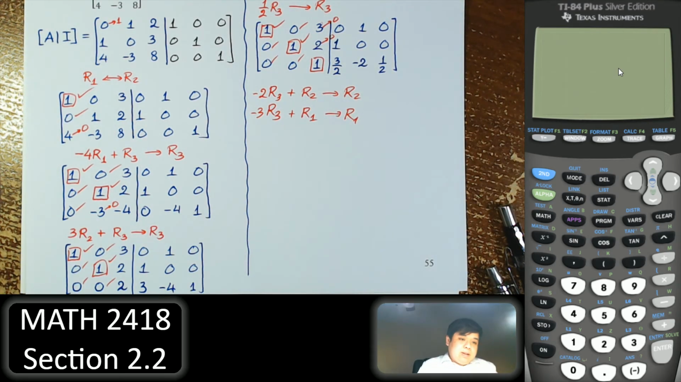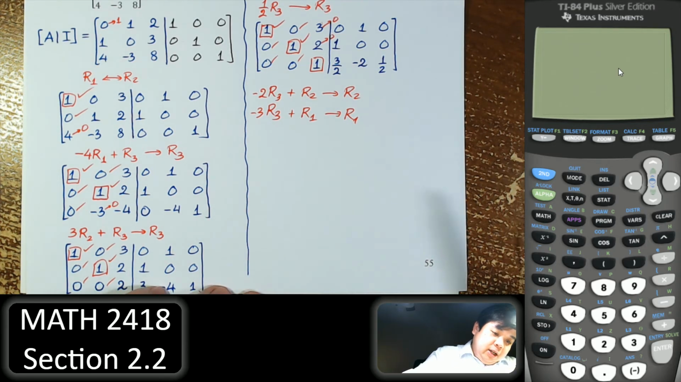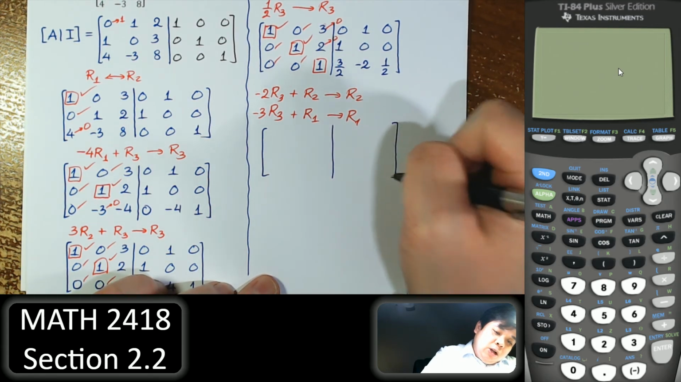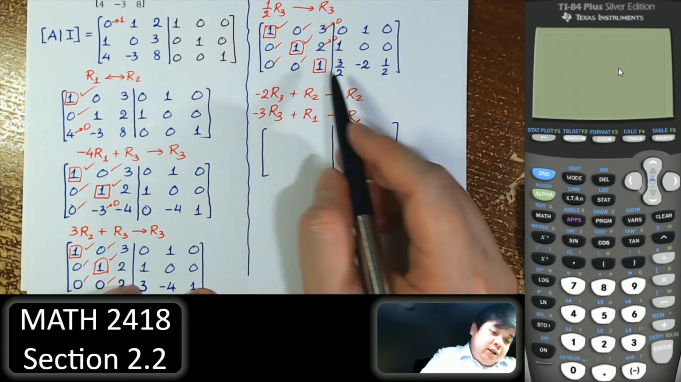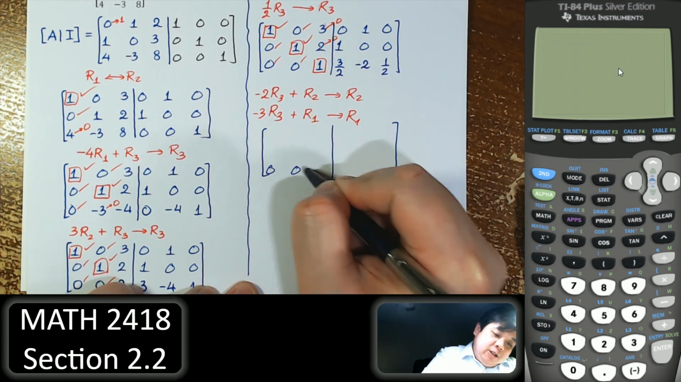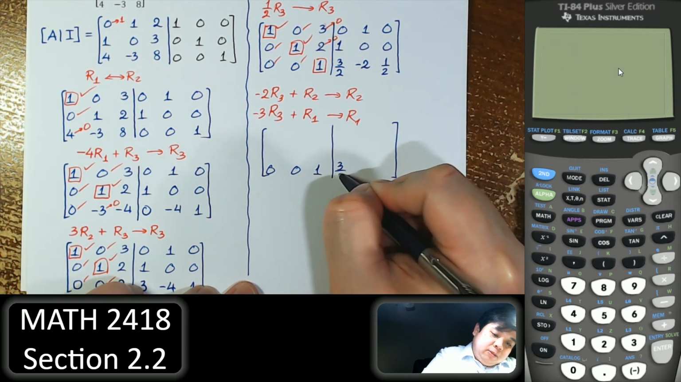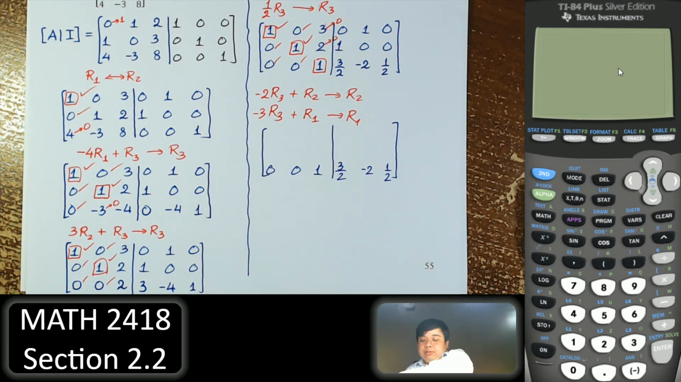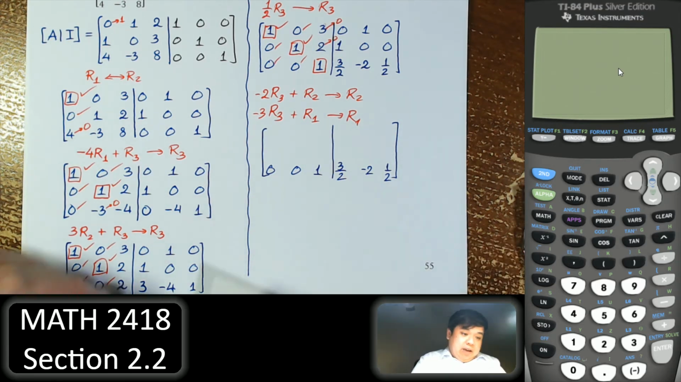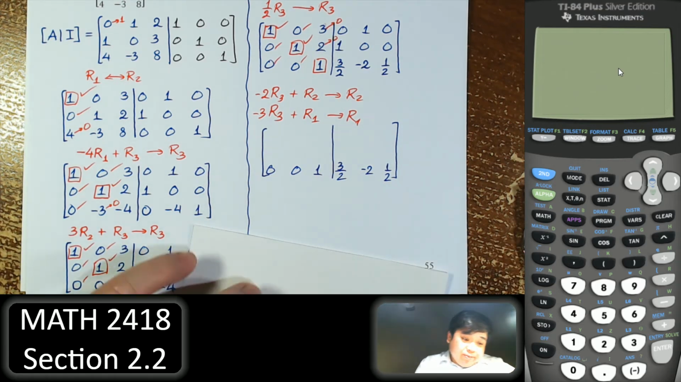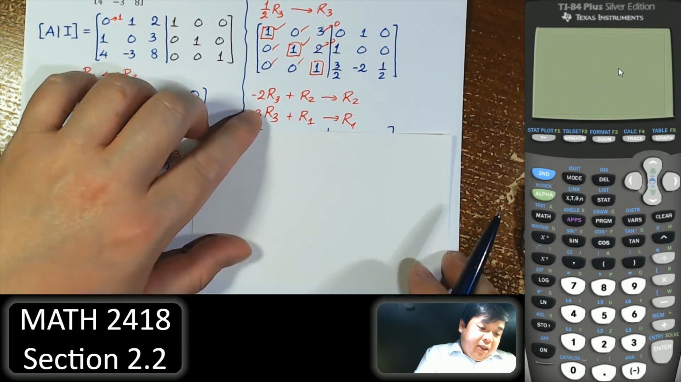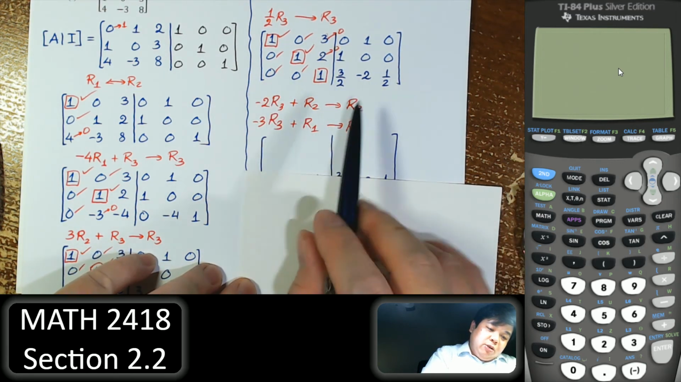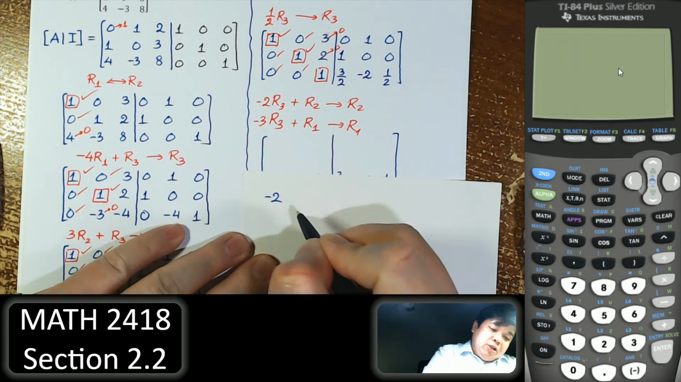Right. Do that. Row 3 will be unchanged because only 1 and 2 change. Right. I need to be a little careful here. Excuse me. Right. Negative 2 times row 3. Just multiply negative 2.